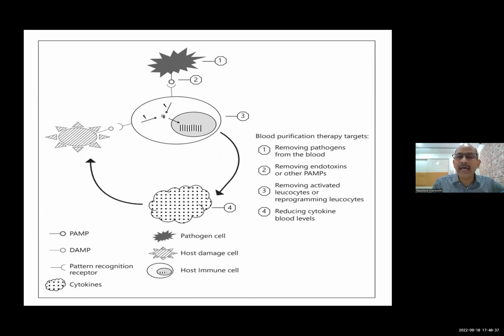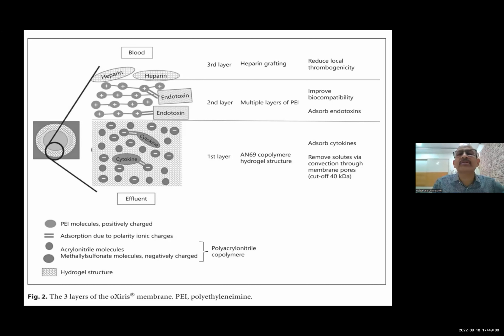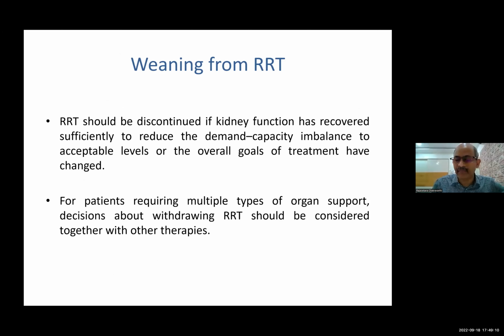So there are several reasons why you should know these filters have come to exist in the ICUs, because the blood purification therapy targets removing pathogens, removing endotoxins, and PAMs and DAMs, you may know, removing activated leukocytes and also reducing the cytokine blood levels. And people have some data now which talks of how a particular filter helps you to improve the hemodynamics when all the other things have failed to make a difference in a particular patient. Keeping that in your mind, you should also look at when to wean.